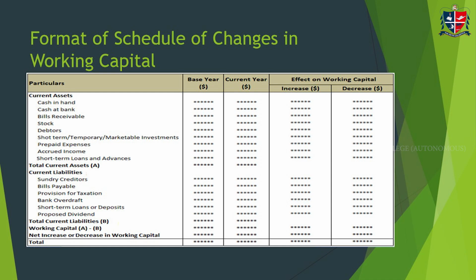This is the format of the schedule of changes in working capital. There is one particular column and two year columns. The first is the base year or previous year, and the second column is the current year. The next column's heading is effect on working capital. The effect may be an increase or a decrease in working capital, so that heading will be separated into two: increase and decrease.